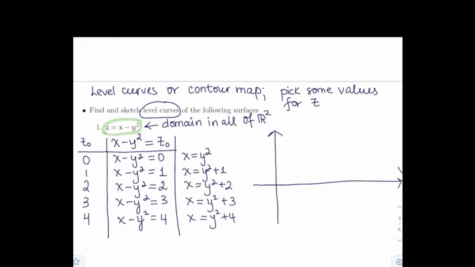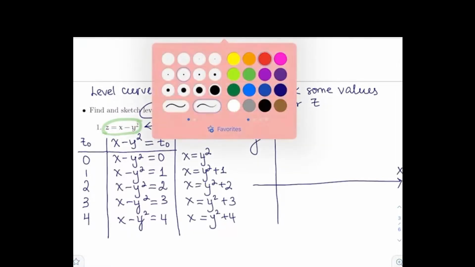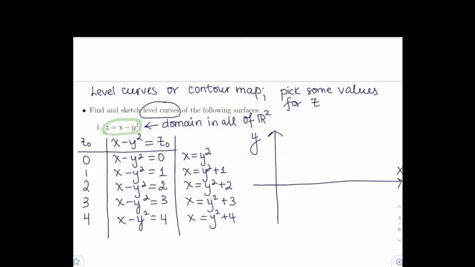Okay, this is my x, this is my y, and my first curve is x is equal to y squared. Okay, I know what that is. That is a parabola that opens this way, right? That is the cross section of my surface with z is equal to 0. So now I'm going to mark this with z null is equal to 0. So in a way, I'm saying this curve right here lives in the xy plane. That's where it's located.